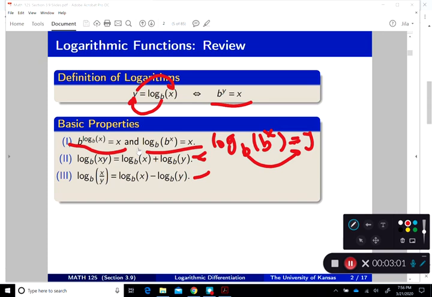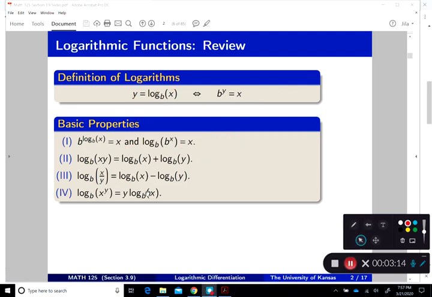A lot of times when you take derivatives, using these properties makes the derivatives simpler and easier to manipulate, so you want to learn those very well. And then the last but not least is this property: log base b of x to a power is going to be that power times the log base b of the inside.